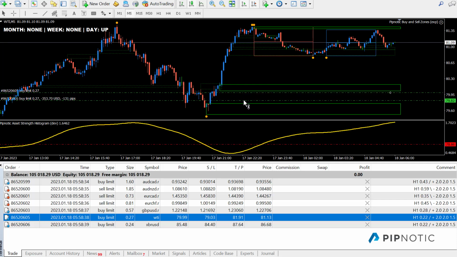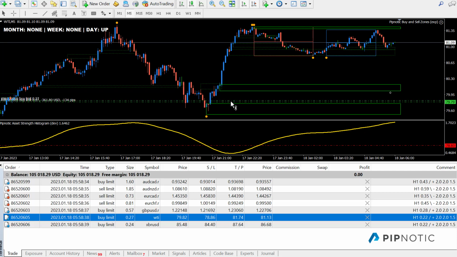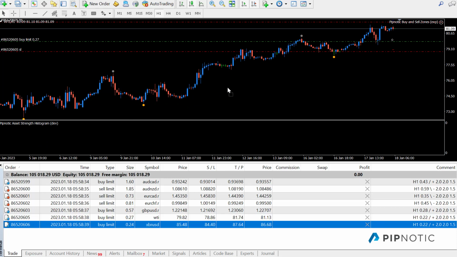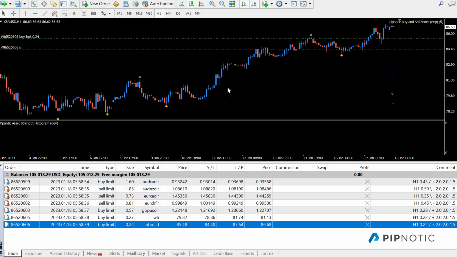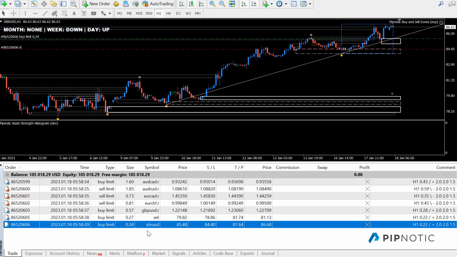This makes more sense, because this is just a continuation pattern. This is kind of secondary price expansion. This is a primary, this is secondary, and then price is released. Okay, so this is essentially a continuation pattern. So we've got that, and we'll look at the last one, and it looks like that, and that is the XBR USD.